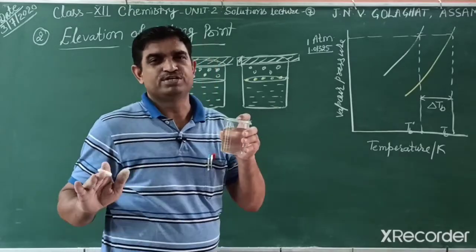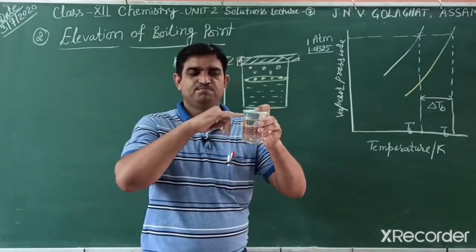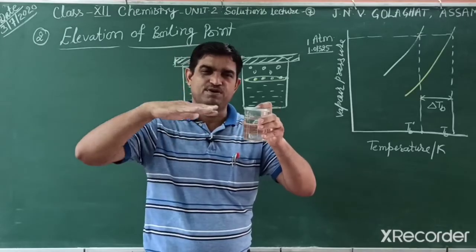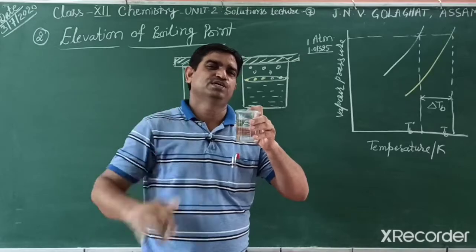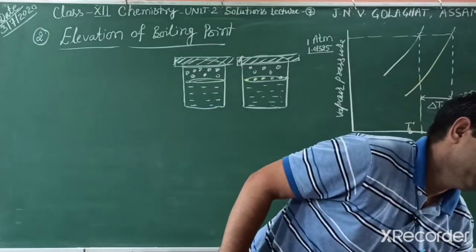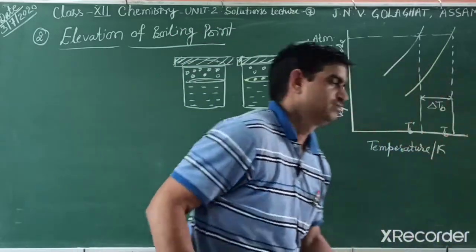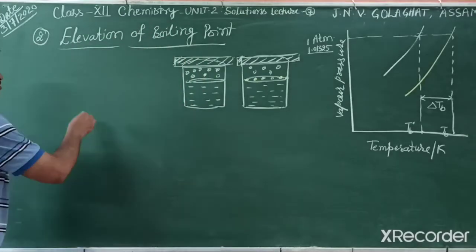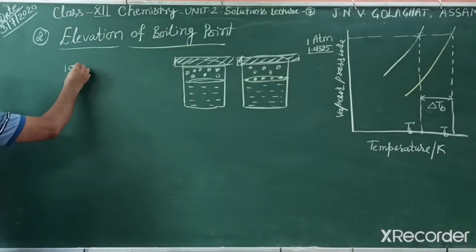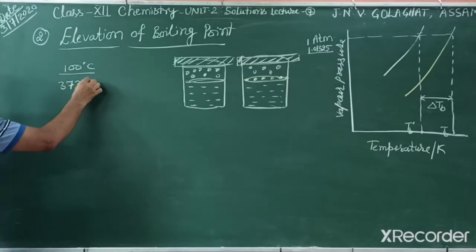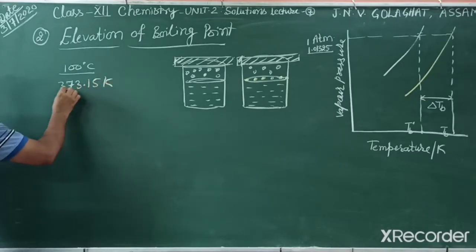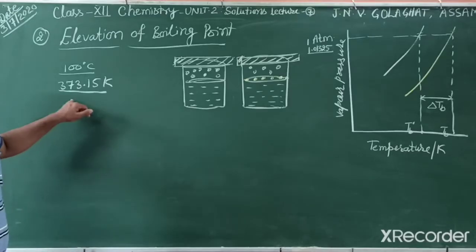So boiling point is the temperature when vapor pressure is equal to atmospheric pressure. That temperature is known as the boiling point. What is the boiling point of water? That is 100 degrees Celsius, or if you write in Kelvin, 373.15 Kelvin.